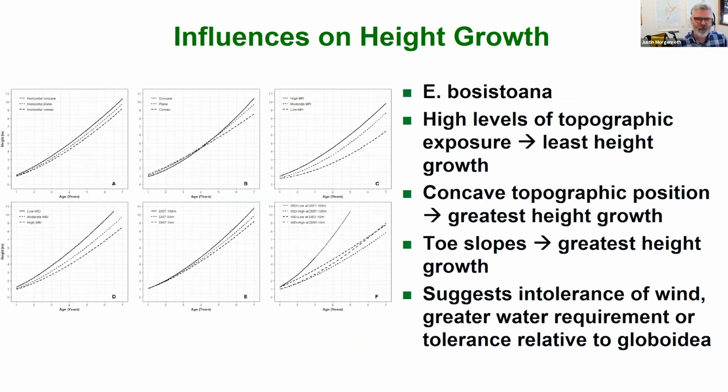What about Eucalyptus basistoana? So basistoana exhibited some similarities to globoidea in that it also did not like exposure to wind, but in contrast to Eucalyptus globoidea, basistoana preferred concave topographic positions. And it also preferred being grown on toe slopes. So what this suggests is that while it's intolerant of the windy conditions, it actually has a greater water requirement, or at least a greater tolerance to soil moisture relative to Eucalyptus globoidea.